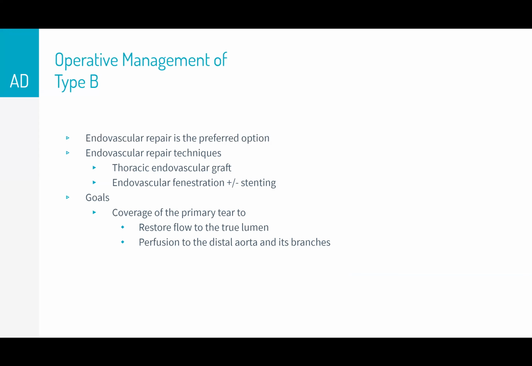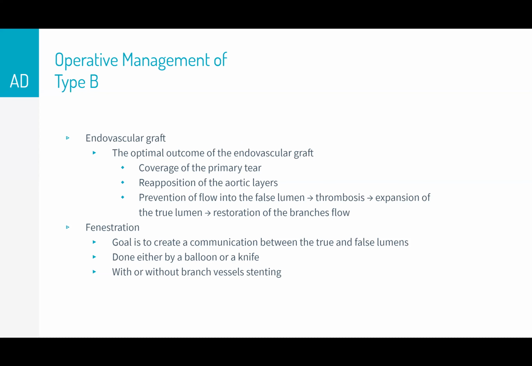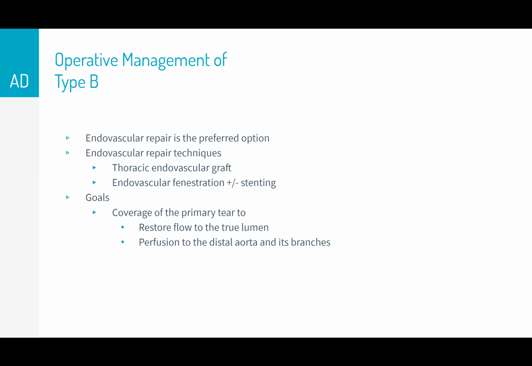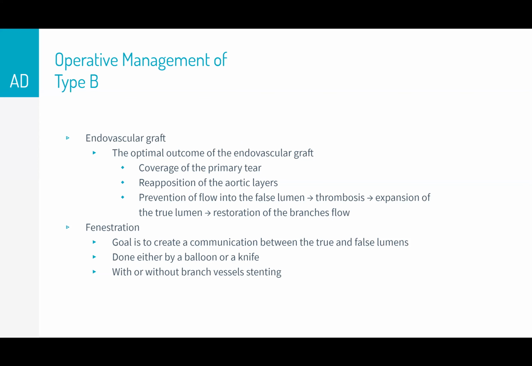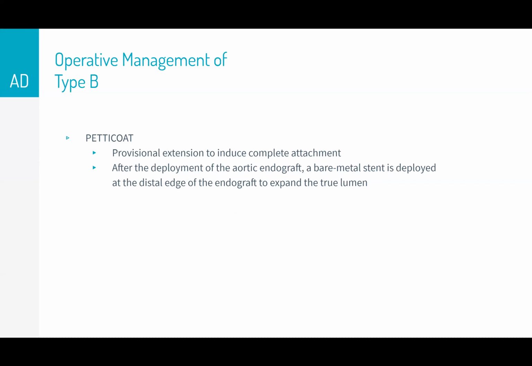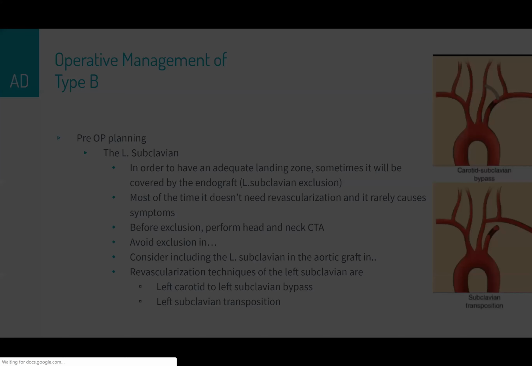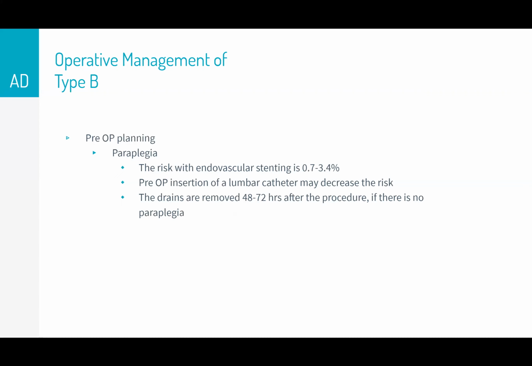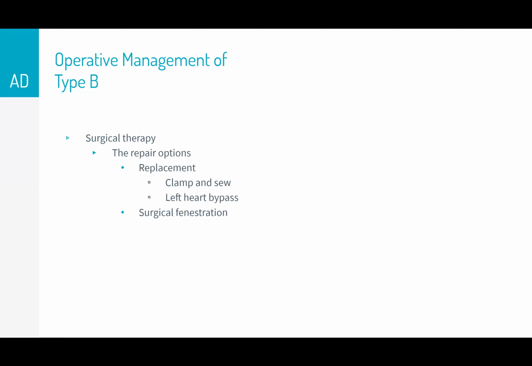The operative technique for invasive management of type B aortic dissection: you have the option of either endovascular management through endovascular grafts or surgical management. For the less invasive option, you have the endovascular graft, stenting and fenestration. For the surgical management, you have 2 options: either you would do replacement with an aortic graft, or you would do surgical fenestration.